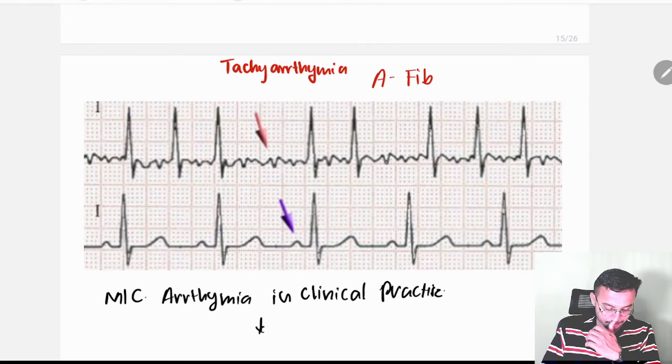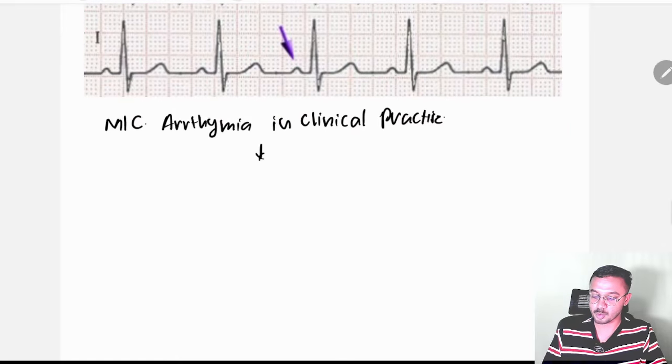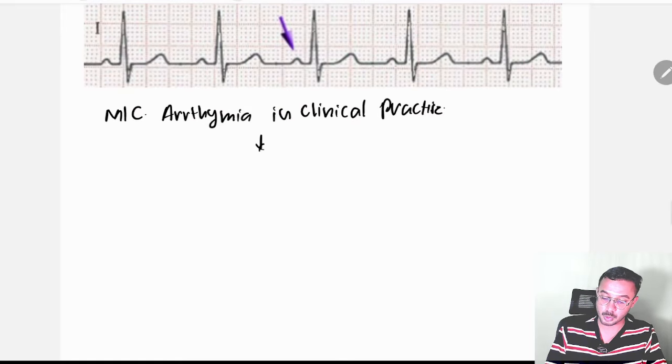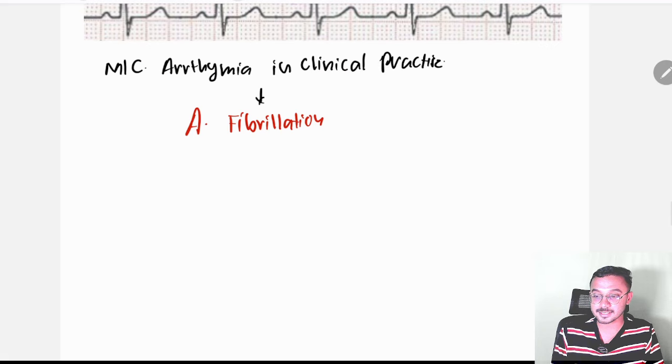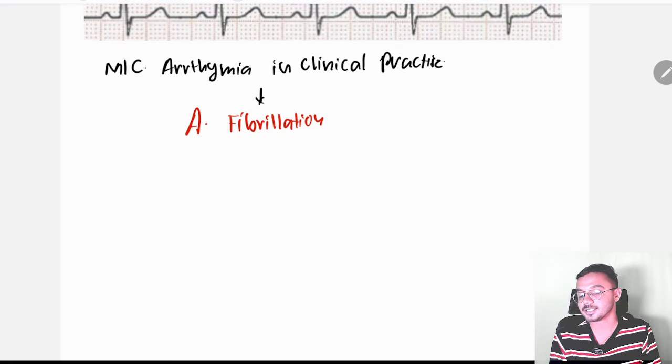Atrial fibrillation. So the most common arrhythmia in clinical practice is, don't answer VT or VFib, that is atrial fibrillation. And if they ask the most common sustained tachyarrhythmia, sustained is nothing but long term, that is your atrial fibrillation.